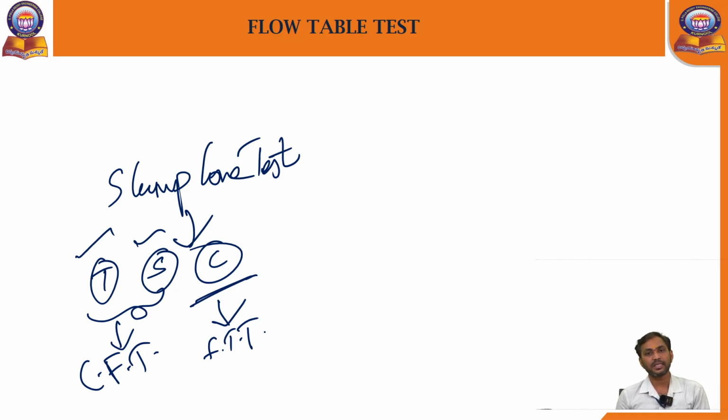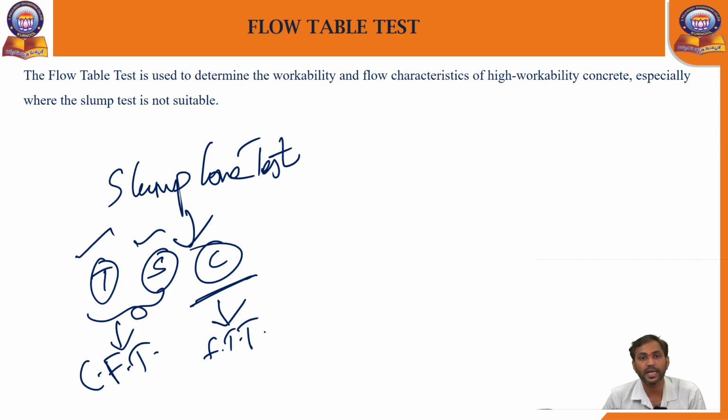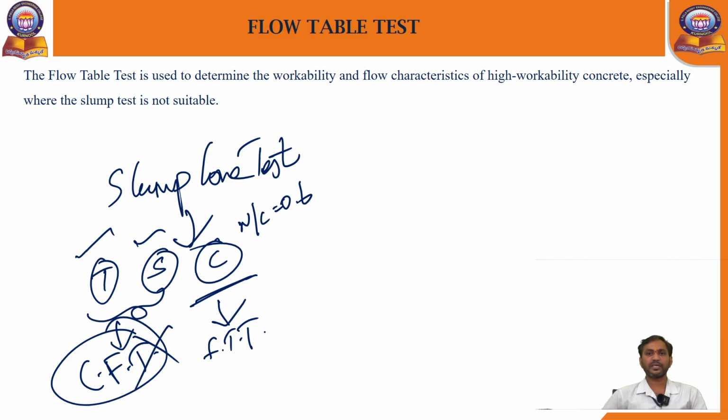Flow table test means nothing but the flowability of concrete. Now we will discuss. The flow table test is used to determine the workability and flowability characteristic of high workability concrete. Just now I said, when the water cement ratio is taken 0.6, water quantity is increased, workability also increased. Then what type of slump will we get? Collapse slump. When I am getting the collapse slump, then I will go for the flow table test. Don't go for the compaction factor test. No need, it won't be sufficient. So directly go for the flow table test.